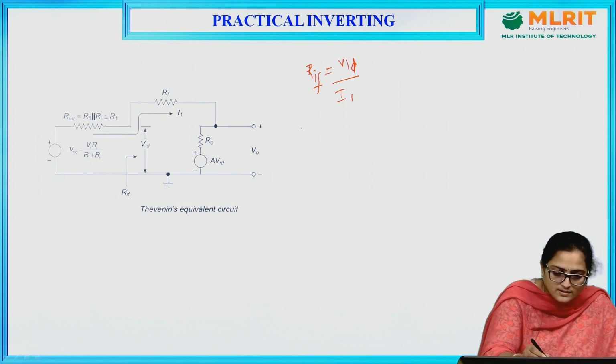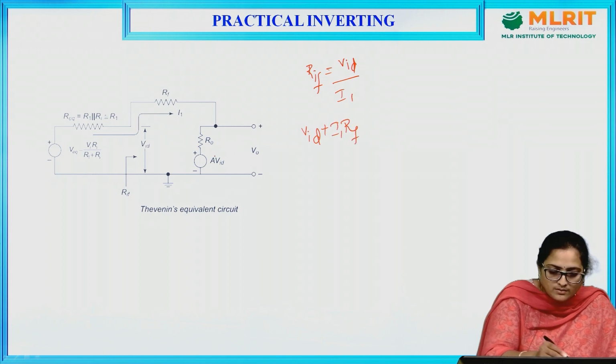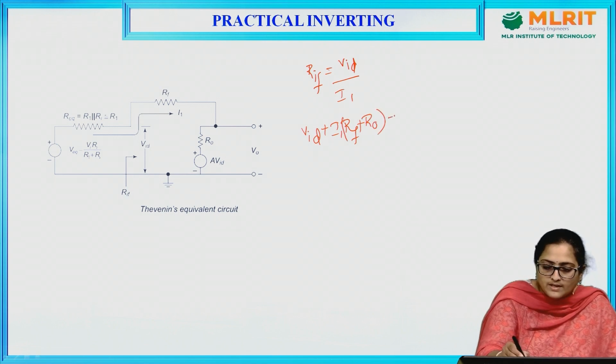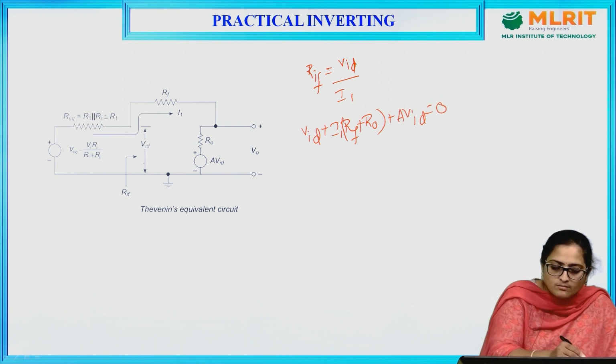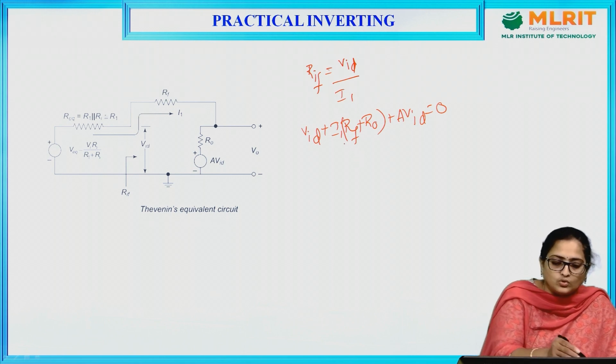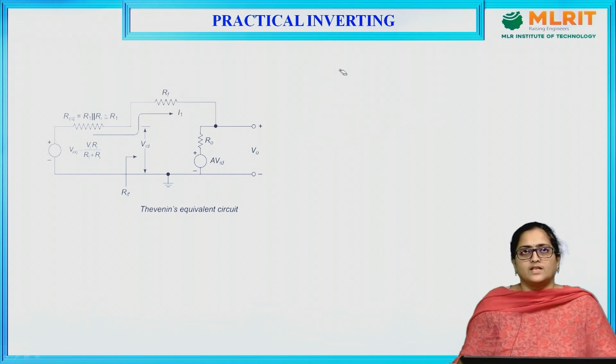We can write this equation as VID plus I1 into RF plus R0, plus A into VID, is equal to 0. By applying a KVL across this, you can write VID plus I1 into RF plus R0, plus A VID. This is a Thevenin's equivalent circuit for a practical inverting amplifier.